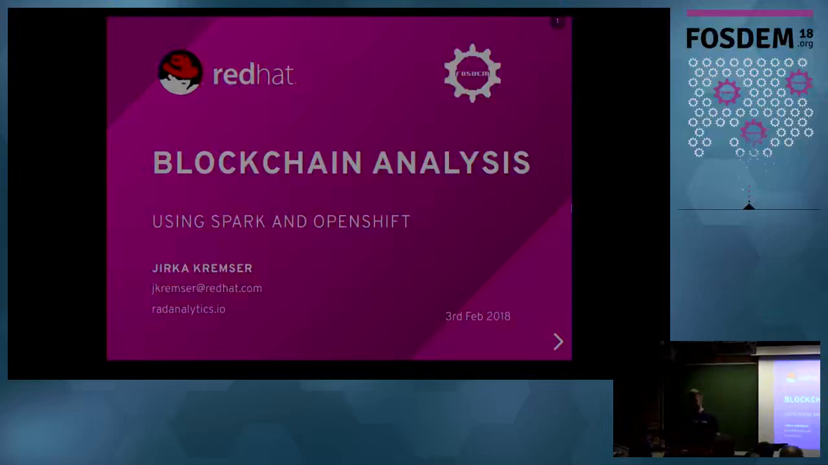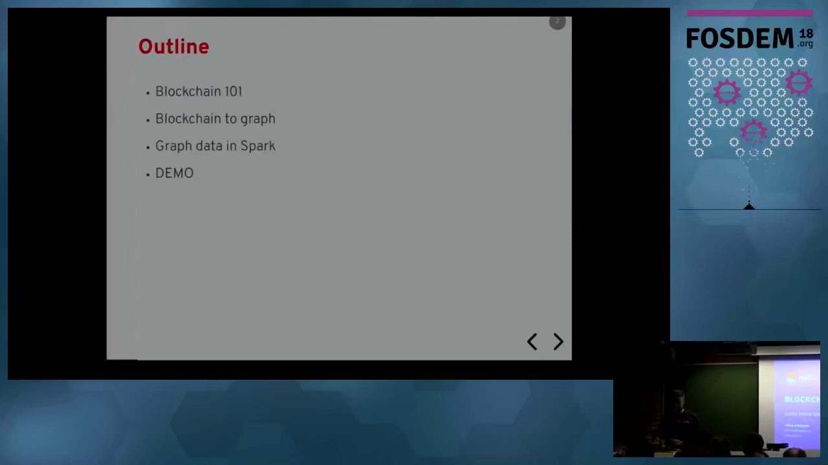So yeah, my name is Jirka Kremser. I work for Red Hat on a project called Radanalytics.io, and we empower developers to build their intelligent applications. So today I'm going to talk about blockchain analysis and also about processing of graphs in Spark. And yeah, so this is the outline.